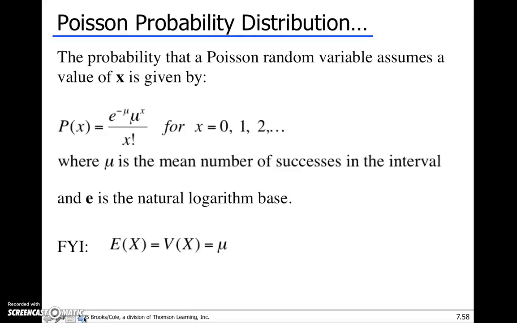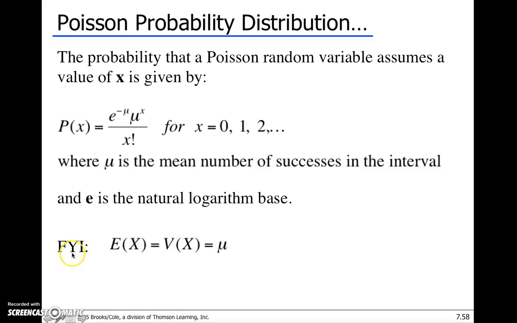And here's the formula. The probability that a Poisson random variable assumes a value of x is given by P of x is equal to e to the minus mu, where mu is the mean number of successes in the interval, times mu to the power x, over x factorial, for x taking values 0, 1, 2, 3, etc. Mu is the mean number of successes again in the interval, and e is the natural logarithm base.